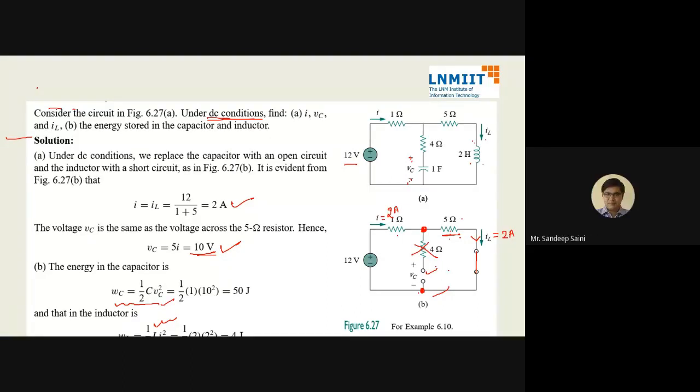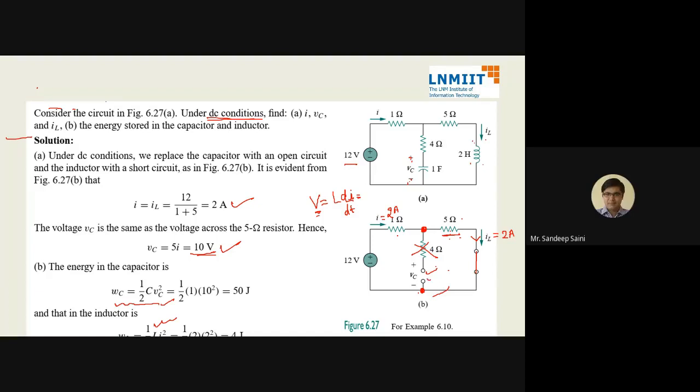Sir, as the current is direct current, it means it's not changing. That's why across the inductor there is no voltage drop, right? Yes. There is no voltage developed because initially there was some voltage which was changing. V is equal to L di by dt. When the current is changing, voltage is developed. When the current is constant, voltage becomes zero.